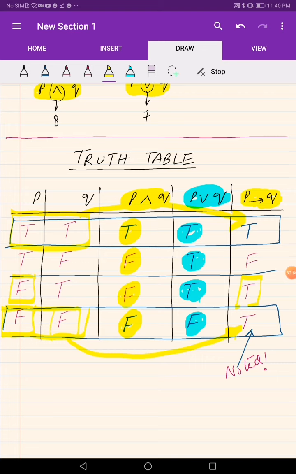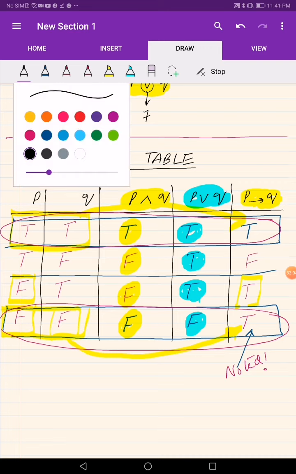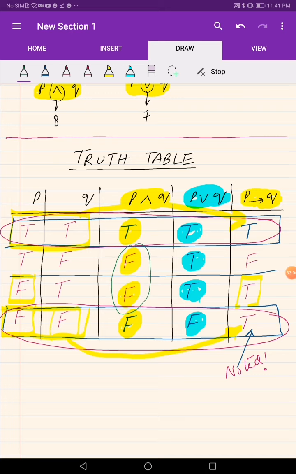you have 5 columns. First column is for P, then Q, and then the conjunction, then the disjunction, and then the conditional statement. You will first complete this one, which is all T's. You will complete them, in which all of them are F's, but the last one will be T. Then you will complete this one with F, and this one with all T's, and the last column will be F and T, and your whole table will be completed. This is the truth table.